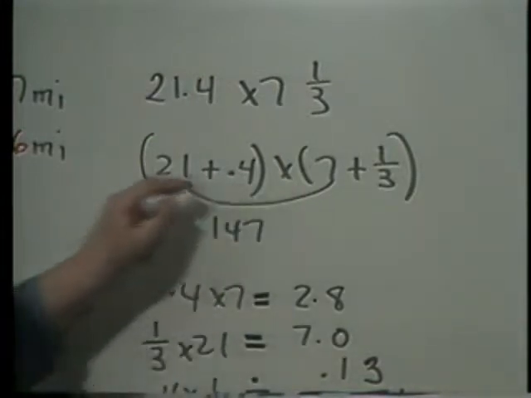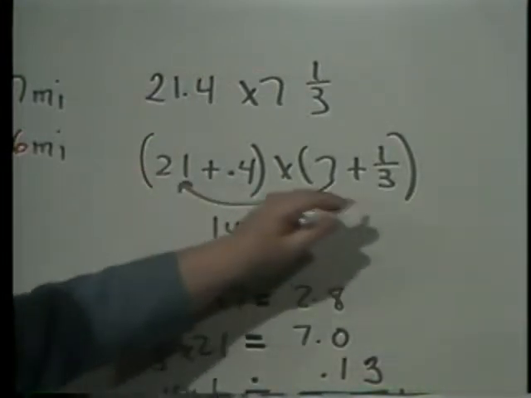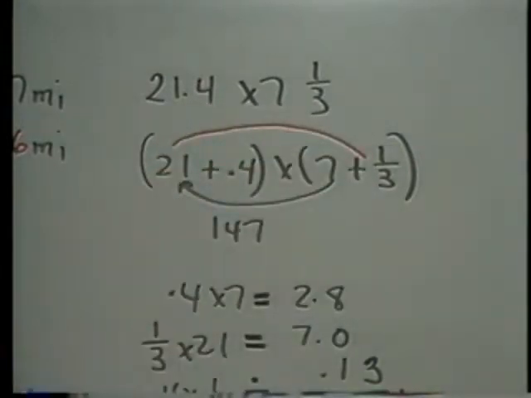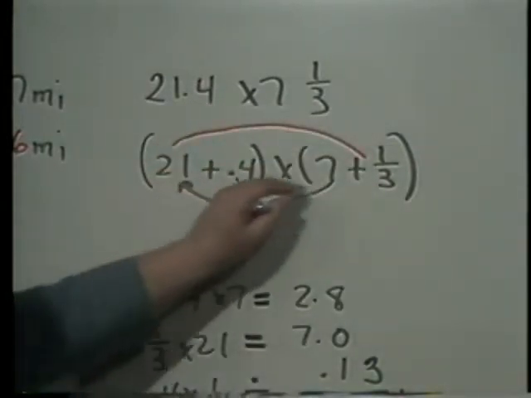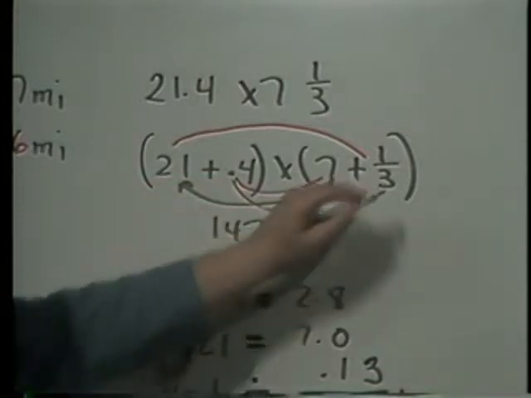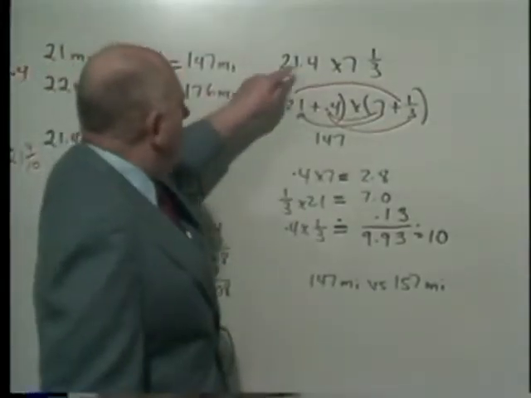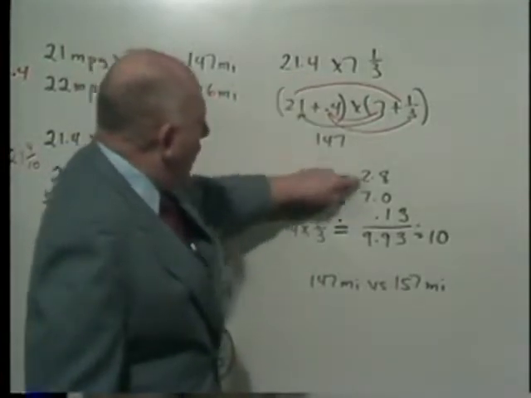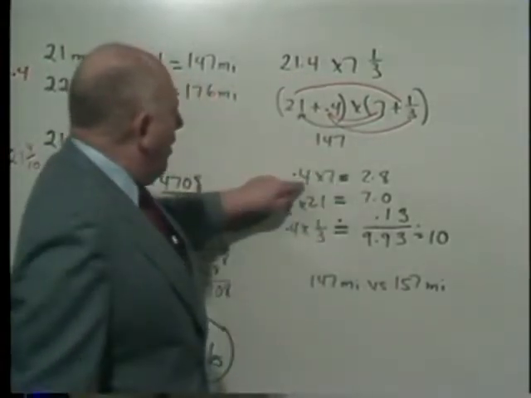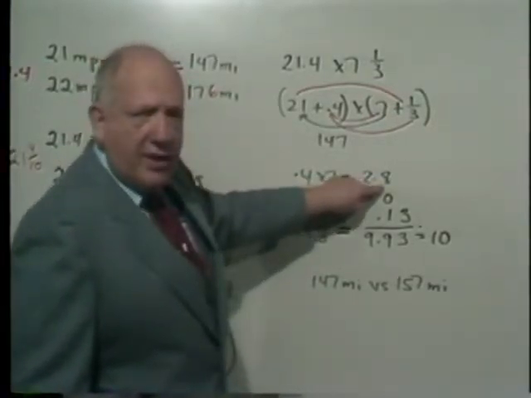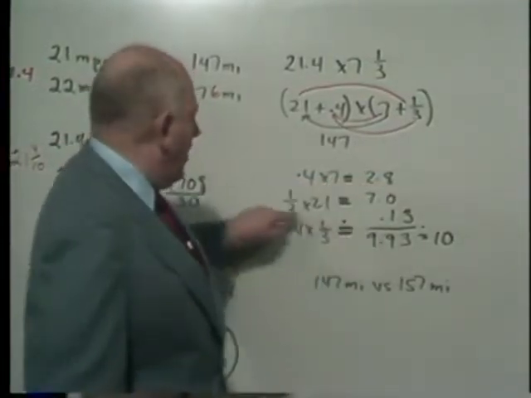See, the 7 has to multiply the 21. See, the 21 multiplies the 7. The 21 also has to multiply the 1/3. The 0.4 has to multiply the 7. And the 0.4 has to multiply the 1/3. You see, when we just took the 21 times the 7, we were throwing away all of this. Well, look, 0.4 times 7 is 2.8. That's almost 3, isn't it? You're throwing away almost 3 miles that way.